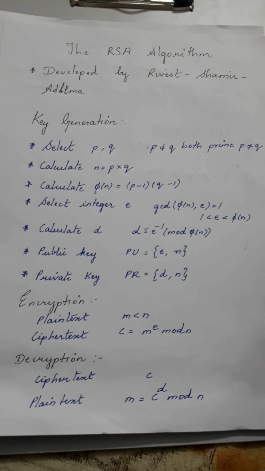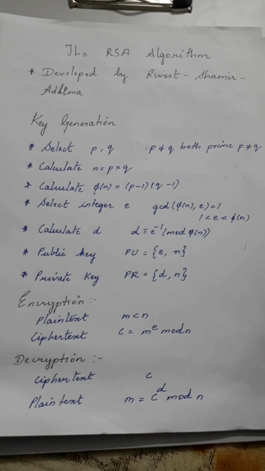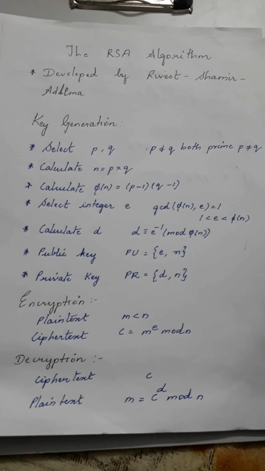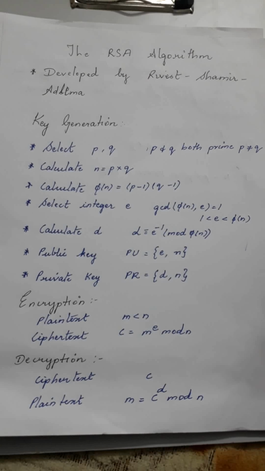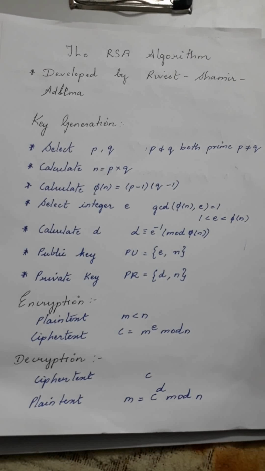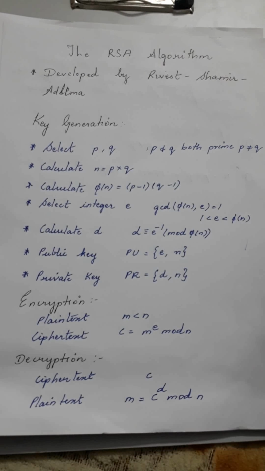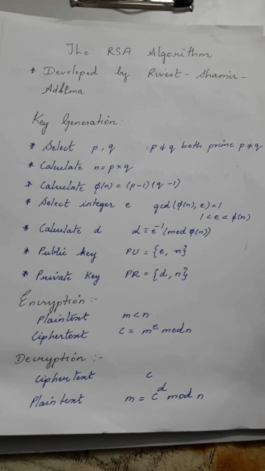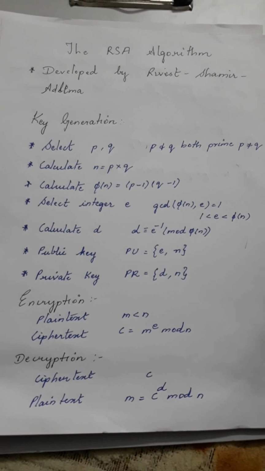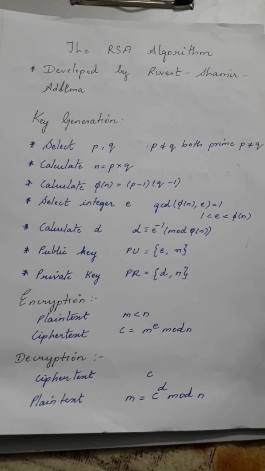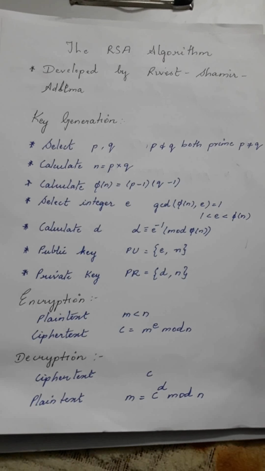Fourth step is to select an integer e such that it satisfies the condition GCD of phi of n, comma e is equal to 1, where the value of e lies in the range 1 less than e less than phi of n. The fifth step is to calculate the value of d, where d is equivalent to e power minus 1 mod phi of n. With these values, we can calculate the public key and private key for the RSA algorithm.